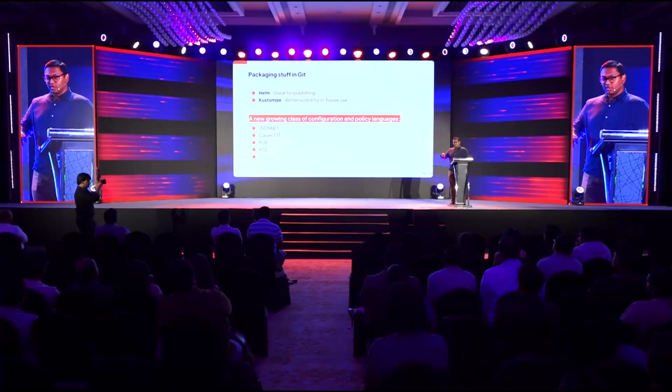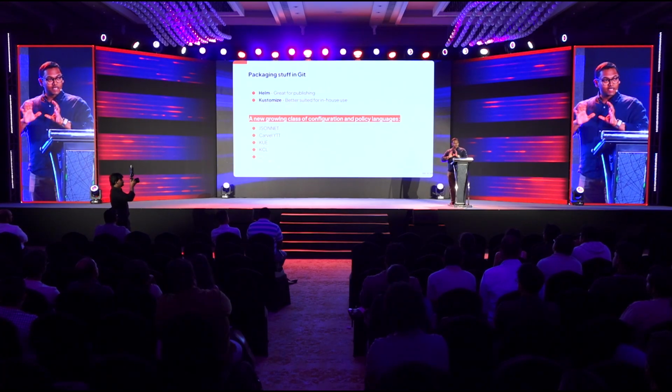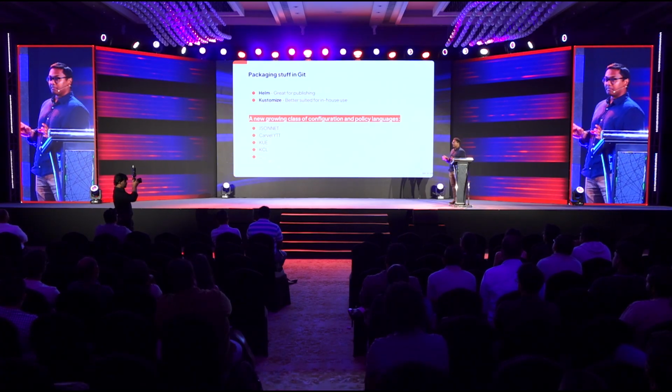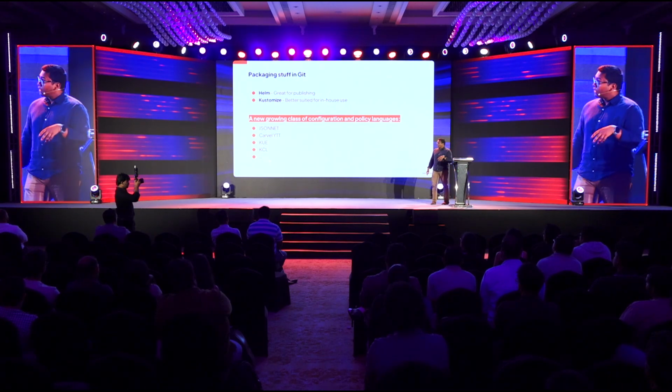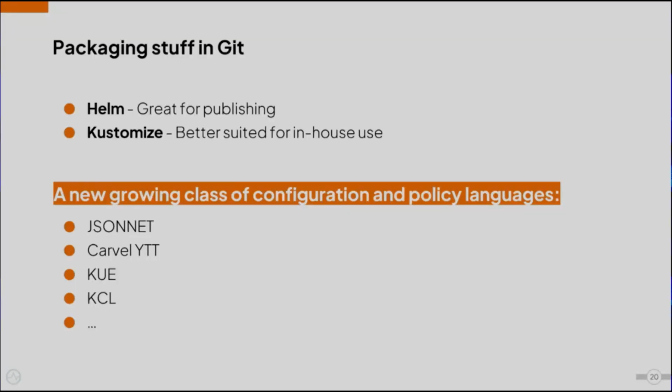Now, before we go into GitOps and how you build actual continuous delivery or deployment pipelines, we need to talk about how we package stuff in Git, right? Now, by stuff, I'm talking about Kubernetes manifests and YAMLs, because you're talking about a Kubernetes native, modern kind of pipeline. You're not deploying to VMs. So the two that you've probably heard of are Helm and Kustomize.